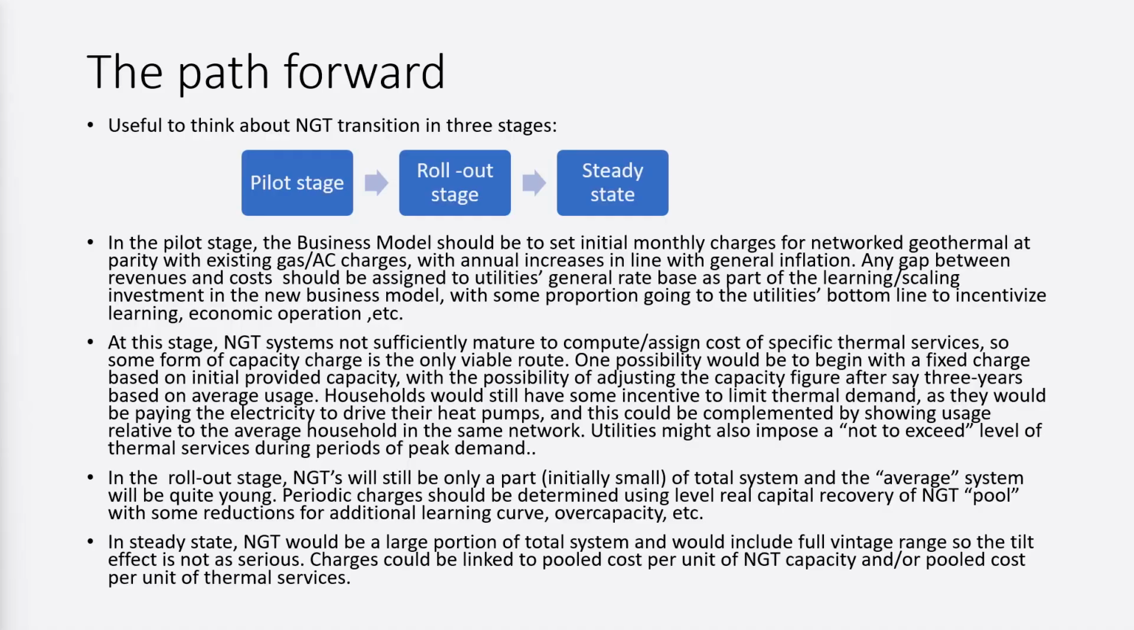Path forward. Stage 1, pilot stage. Stage 2, rollout stage. Stage 3, steady state. In pilot stage, there are only very few systems. They're incomplete. There's no thermal market. And the vintage, for the technical types, the vintage of capital is too young. It's all new. And so if you have standard rate recovery, you're going to be recovering way too high rates.